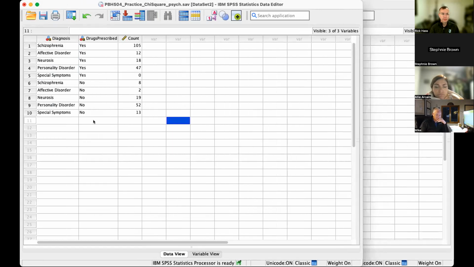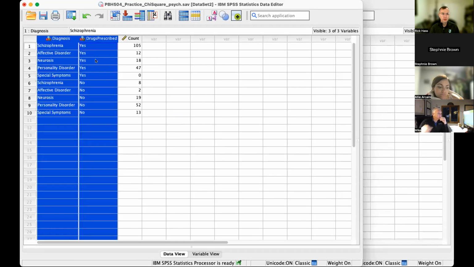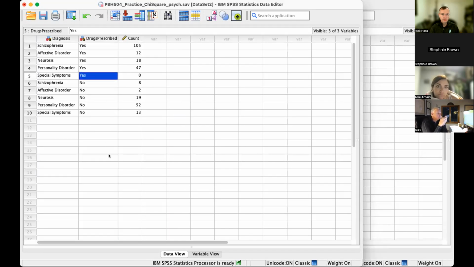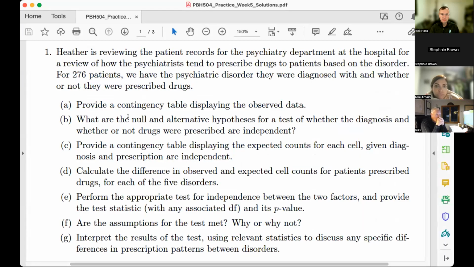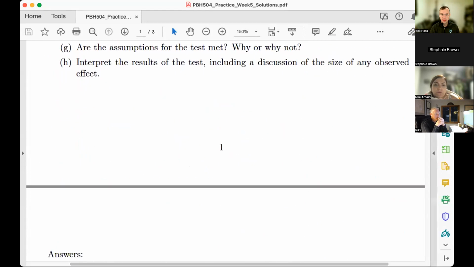All right, so we've done that part. We've now made sure that when we do our analysis, and again, the question, right? If we go back to our null hypothesis, what would our null hypothesis be here? You can just say it in terms of what it is, as it says there. The null hypothesis is that diagnosis and whether or not drugs were prescribed are independent. That's our null hypothesis.